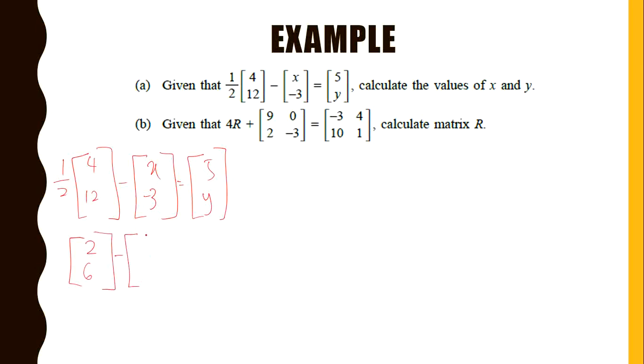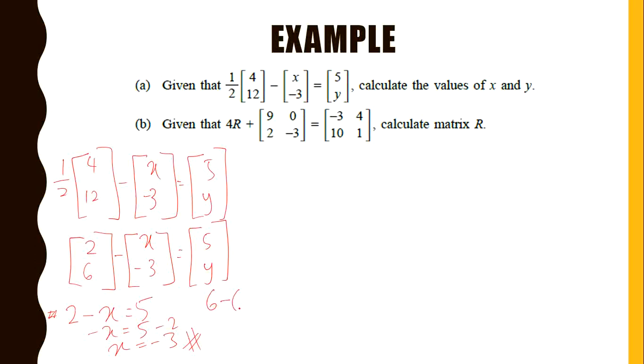Okay, so minus x, negative 3 equals 5, y. Then we subtract as usual. For the first element we get 2 minus x equals 5. So, negative x equals 5 minus 2. So, x will be negative 3. Next, we have 6 minus negative 3 equals y. So, y will be 9.